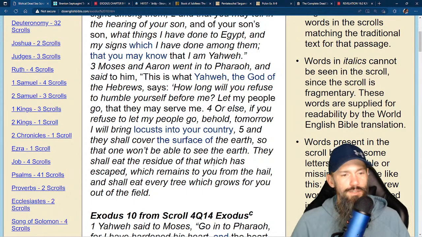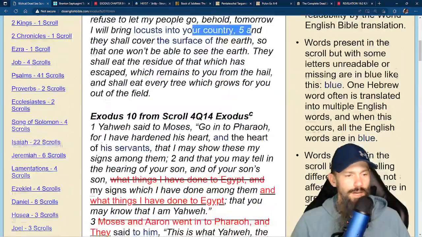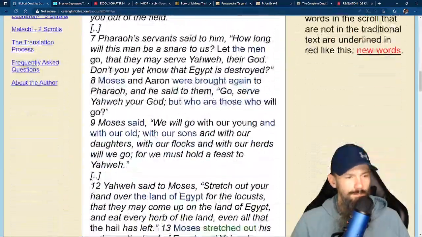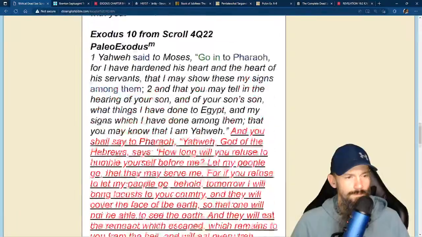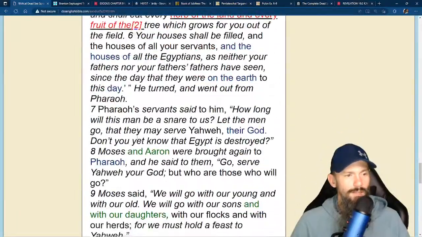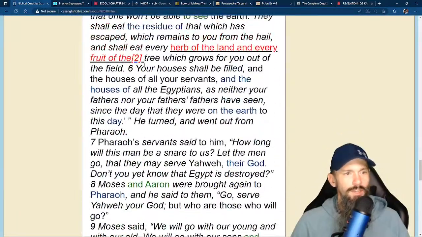They shall eat the residue of that which has escaped, which remains to you from the hail, and shall eat every tree which grows for you out of the field. Your houses shall be filled, and the houses of all your servants, and the houses of all the Egyptians, as neither your fathers nor your fathers' fathers have seen since the day that they were on the earth to this day. He turned and went out from Pharaoh.